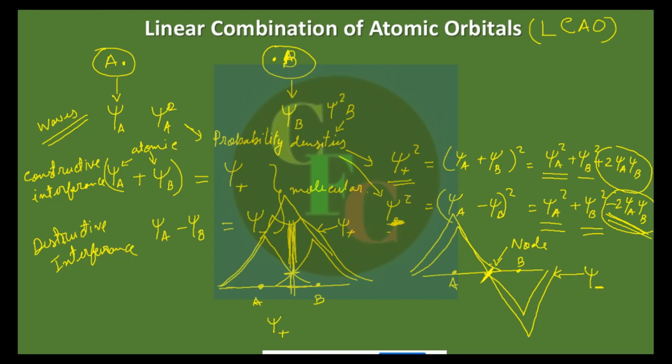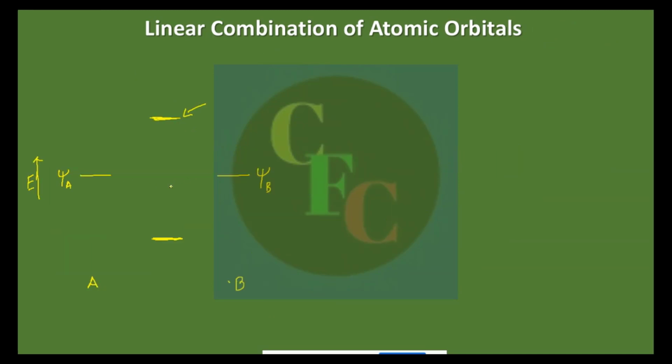The combination in which the probability has increased is actually more stabilizing, because if the electron stays here, it will be in between the two atoms, and the electrons will be under the influence of both the nuclei, so it will be much more stabilizing, right? So this is our psi plus, and this will be our corresponding psi minus, destructive interference.